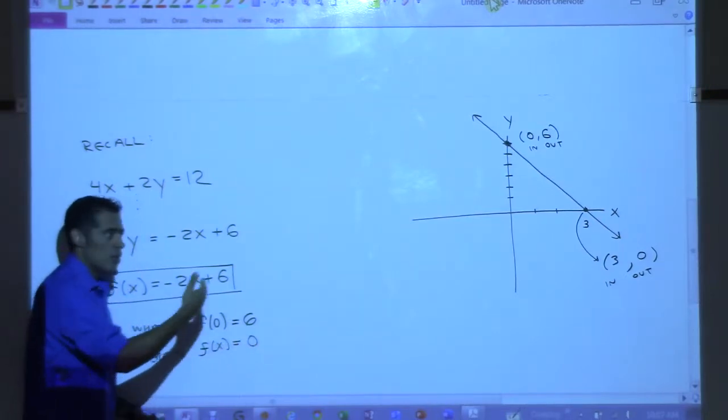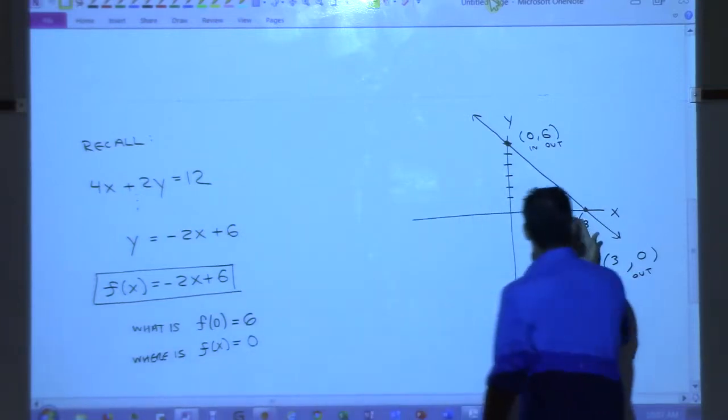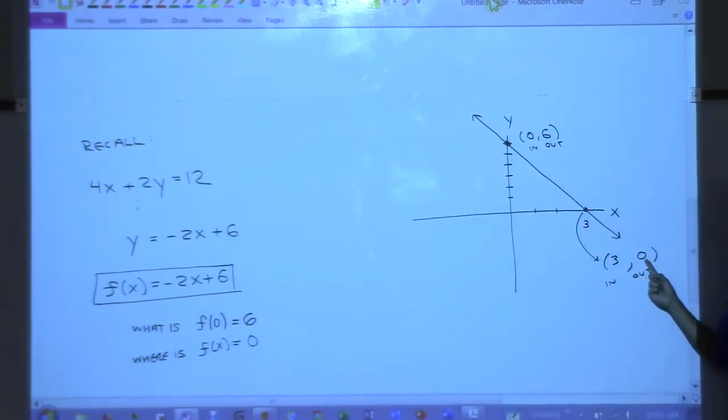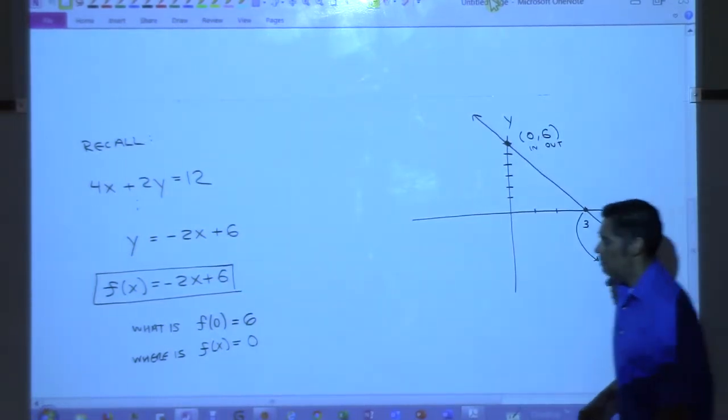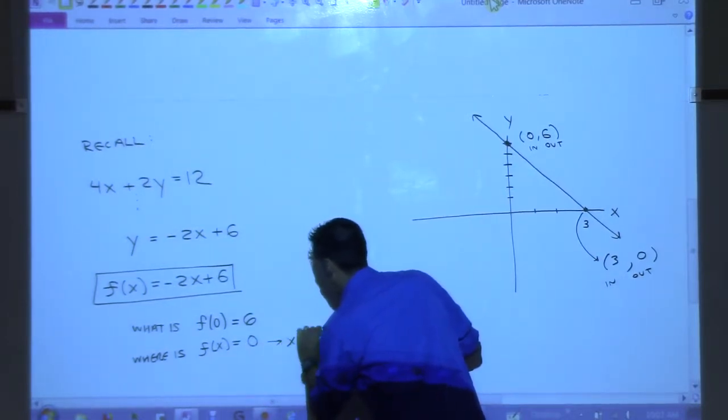So what you're doing is you're going over to the graph. Remember, we're not allowed to look at this right now. We're going over here and we're saying, where is our output 0? And then figuring out what the input was that got us that. Does that make sense? So what's the answer, Christian? 3. Okay. So this would say x must be 3.